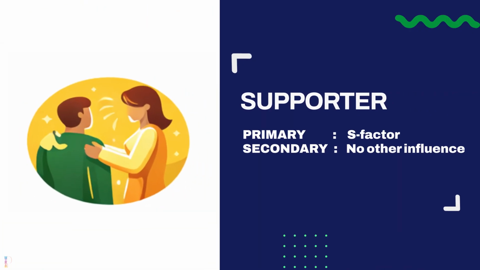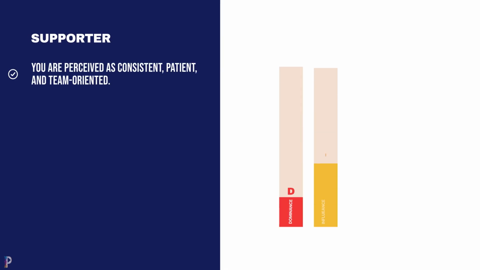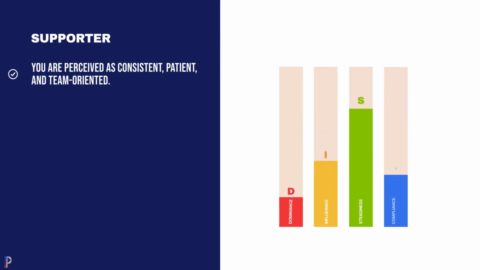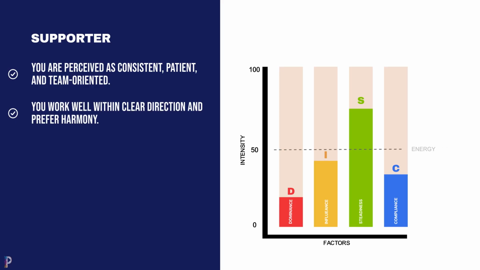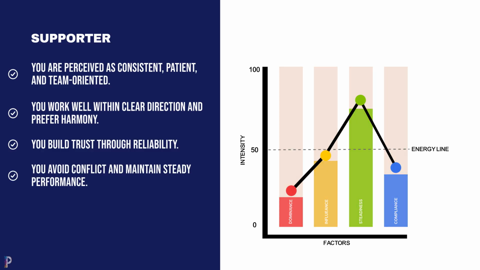If the S factor is the dominant factor, with no clear secondary influence, then you are regarded as a supporter archetype. You are perceived as consistent, patient, and team-oriented. You work well within clear direction and prefer harmony. You build trust through reliability. However, you avoid conflict.